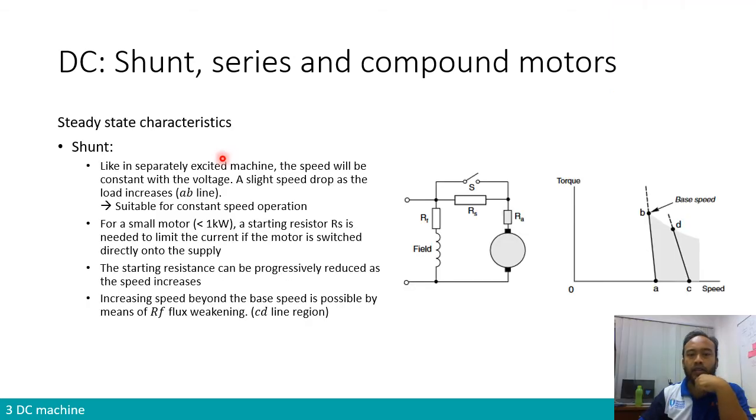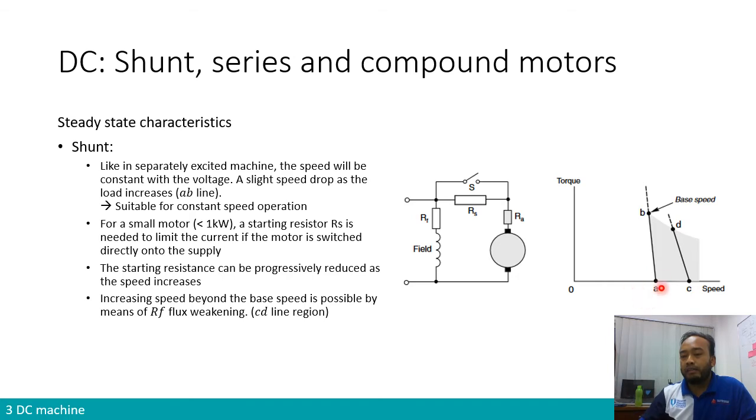Now let's take a look at the shunt configuration, the shunt motor. In a shunt motor, like in a separately excited machine, the speed will be constant with the voltage, so it is proportional to voltage. We have the voltage supply over here, and this curve is the curve of torque versus speed. At a given input voltage, you will be placed at one of these lines.